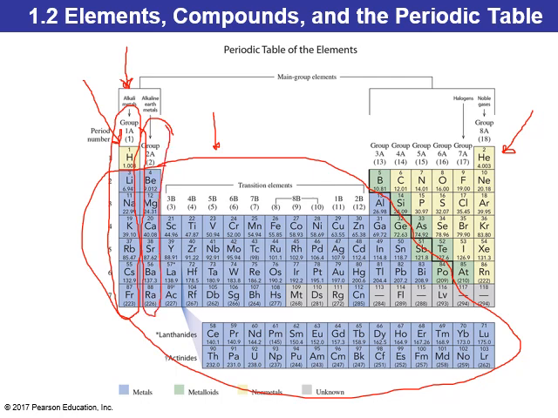Then we have the transition metals, which are these guys in the middle, which we're primarily going to ignore for the purposes of this course. There are going to be a few exceptions to that. We'll talk a little bit about like iron, which is in your blood. But for the most part, we're not going to talk much about the transition metal elements for this class. Then we're going to focus in on these guys over here.